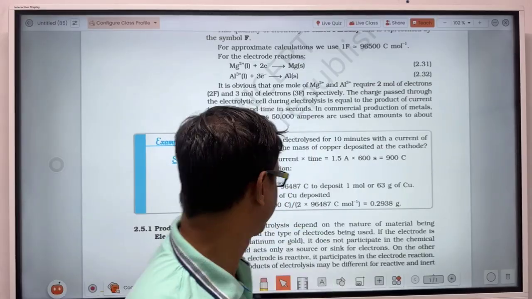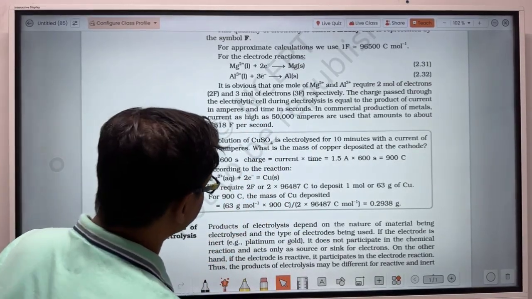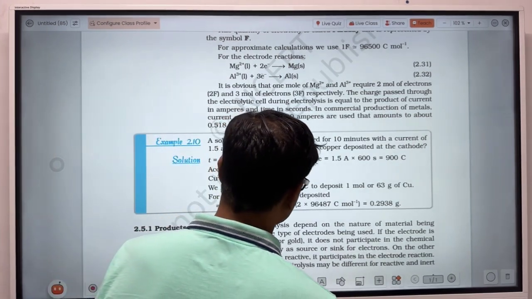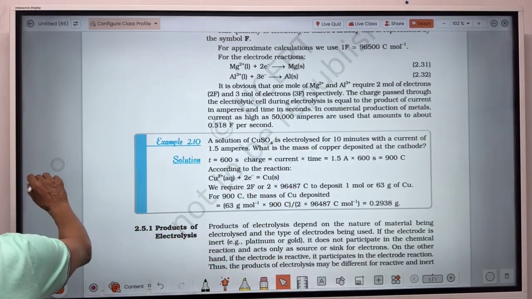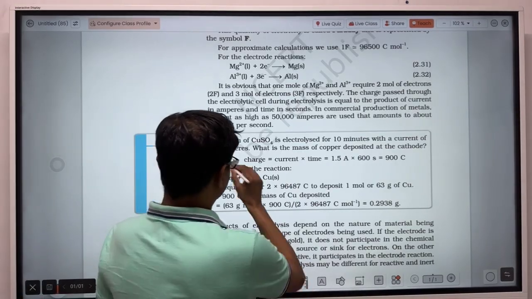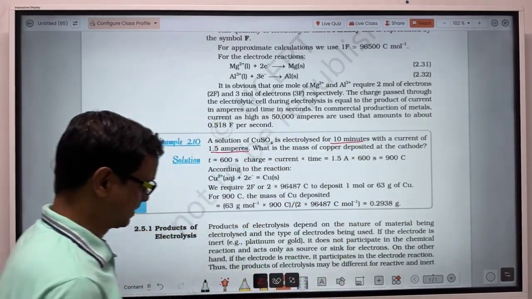Let's see the first numerical here. The question is: a CuSO4 electrolyte is given, and a current of 1.5 ampere is passed for 10 minutes. It is asking for the mass of copper deposited at the cathode. Very simple here. 1.5 ampere current has been passed for 10 minutes.